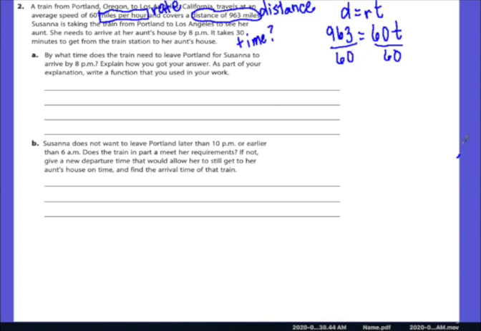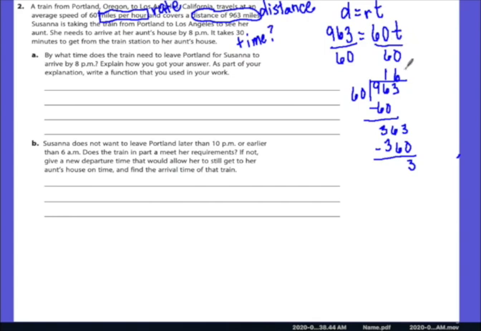Now, because we're talking about time, this is a great opportunity to do long division, and remember that we can use our remainder to make a fraction as a part of the next unit. So 963 divided by 60. Well, 60 goes into 96 one time. 96 minus 60 is 36. Bring down that 3. 60 goes into 363 6 times. And then we'll subtract, and I get a remainder of 3.